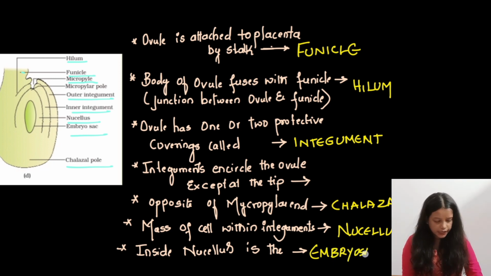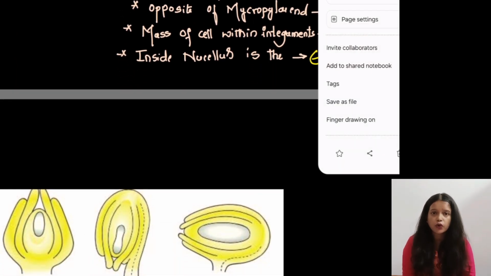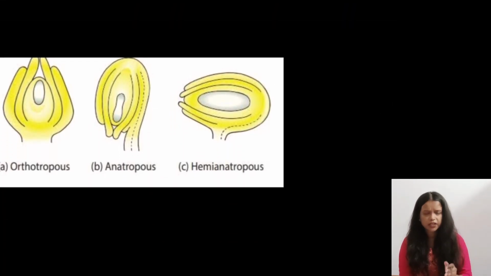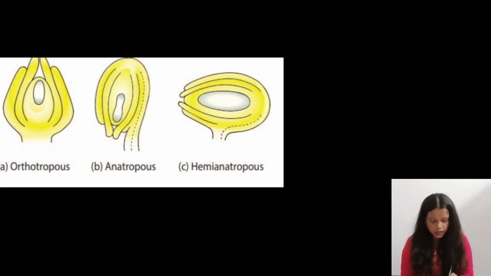As I said, there are different types of ovule. Let's just study some types of ovule. Here you can see if the ovule is straight, it is known as orthotropous ovule, also known as atropous. If the ovule is inverted, then it is known as anatropous. If the micropylar end is at 90 degrees with the funicle, or perpendicular to the funicle, then the ovule is known as hemianatropous.